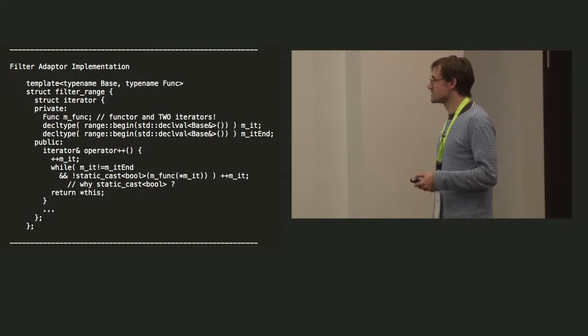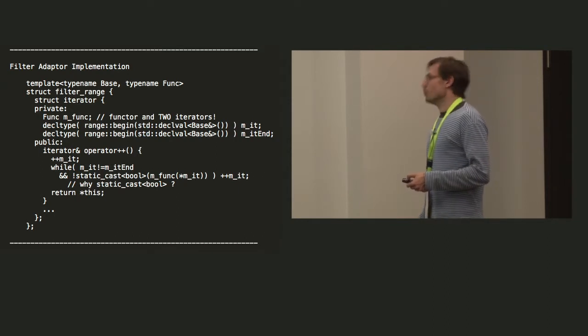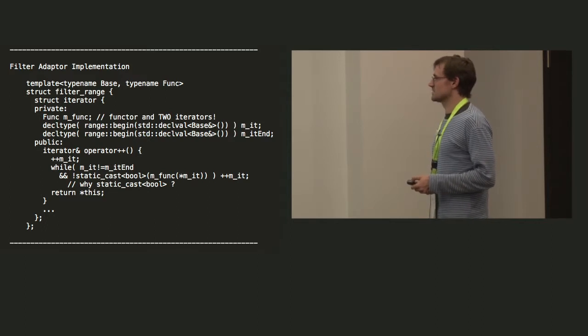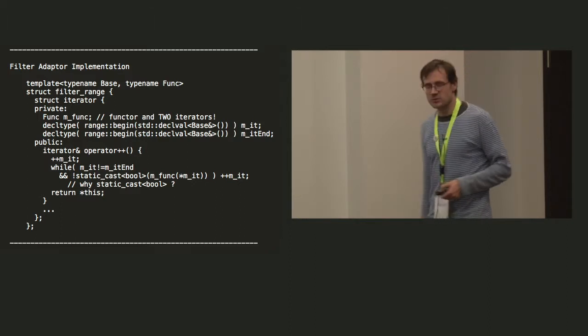Now, why do we have a static bool here? Well, because again, we have a Boolean context, and we want to enforce that this thing mfunc is actually evaluated, whatever it returns, in a Boolean context. I talked about this already. But here you can see, in order to run off the end, you have to carry around the it end. So far, so good. Boost range implements this.